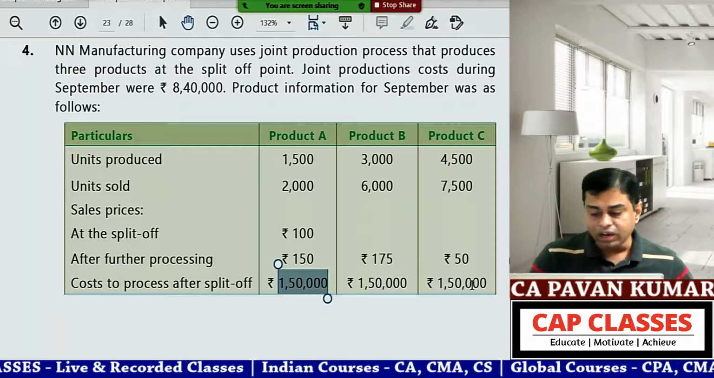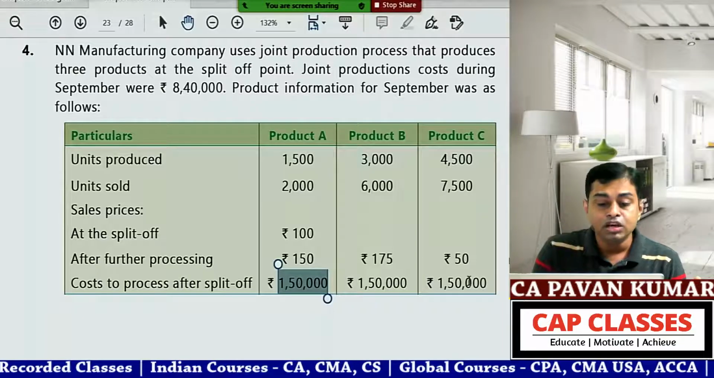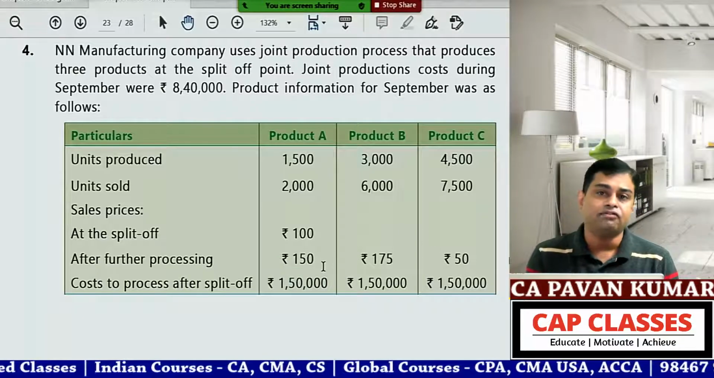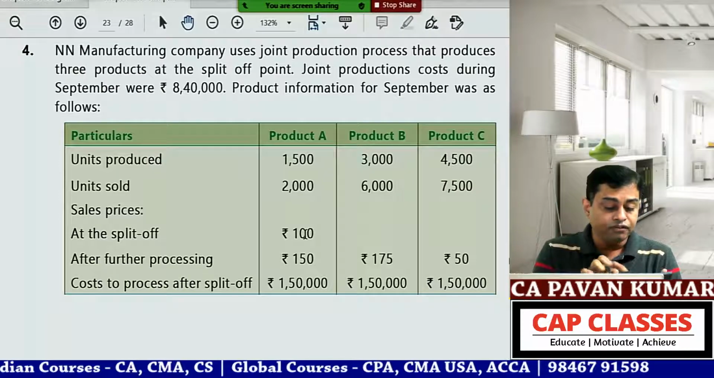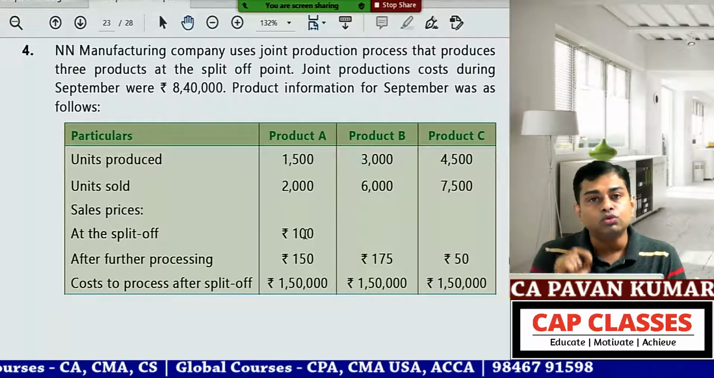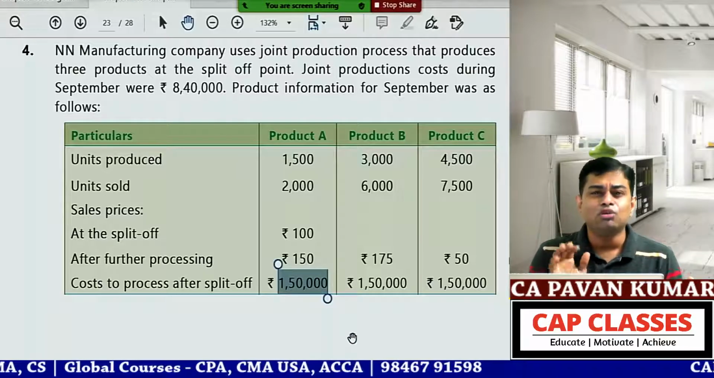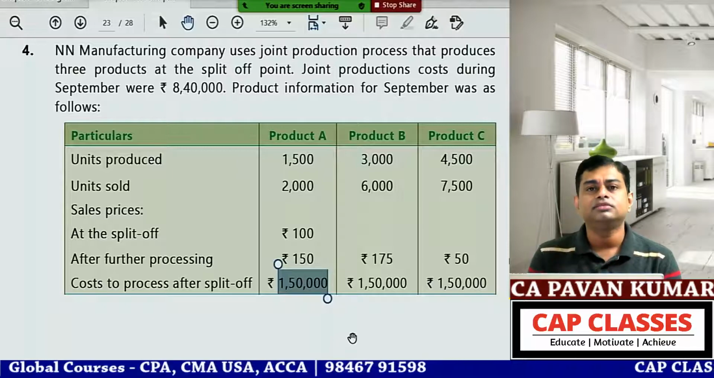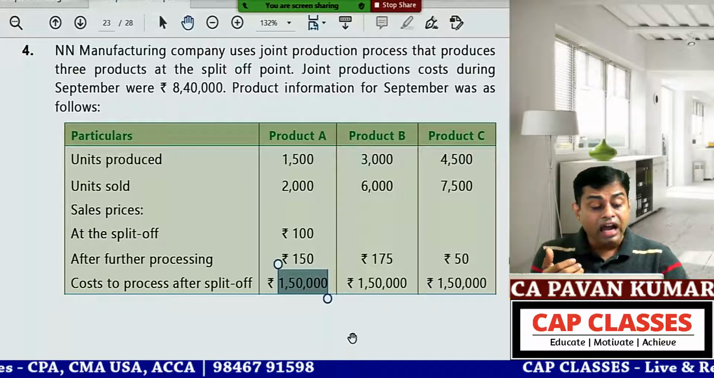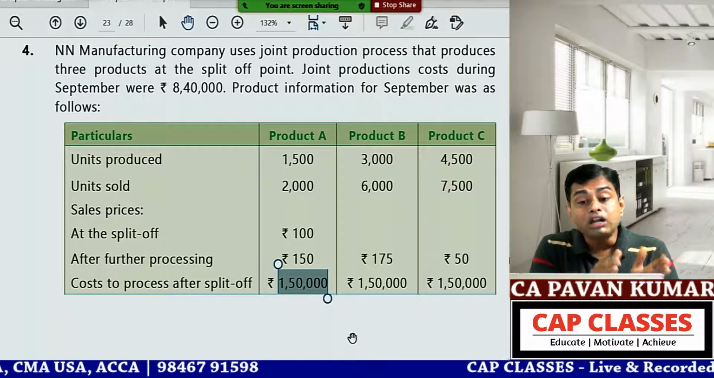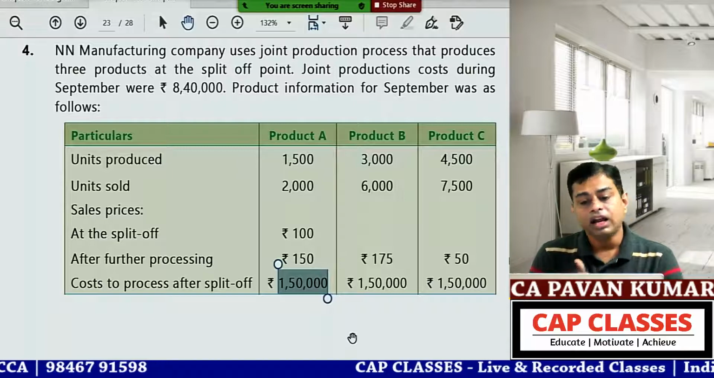Now, take your calculator. How many units of product A are produced during the period? 1,500, correct? So what is the sale price after further processing? 150. Sale price at split-off point, 100. What is the value addition? 50 rupees. So take 1,500 into 50 rupees, 75,000. And what is the further processing cost? 1,50,000. So you'll ask them, hello, excuse me, hold my calculator. 75,000 is the value addition and you want me to spend 1,50,000 for it? So I will make a decision of not processing product A further. Simple. Why? Because it is not economic.